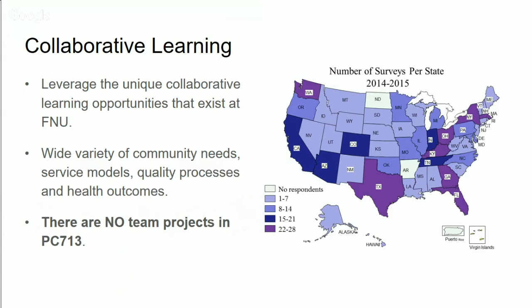So there are a couple of collaborative learning projects in this course, and you can see from this graph from 2014 to 2015 where surveys were gathered and what areas of the country were represented most or least in these surveys. So students come from a wide geographic area, and it's going to be very interesting to share data in our groups.